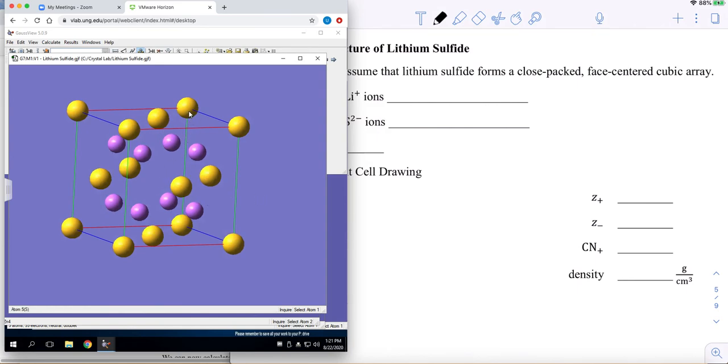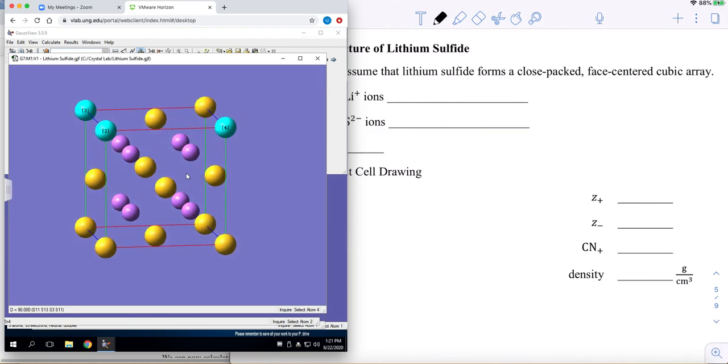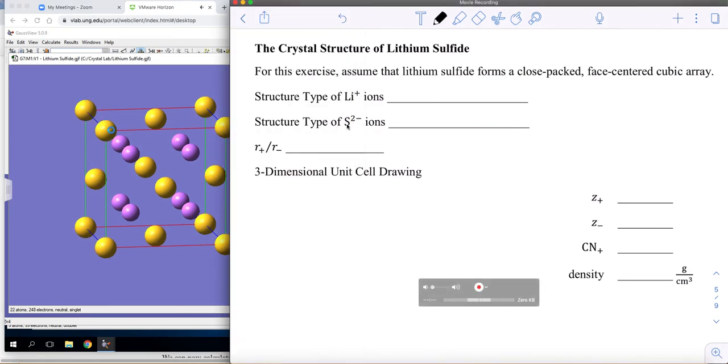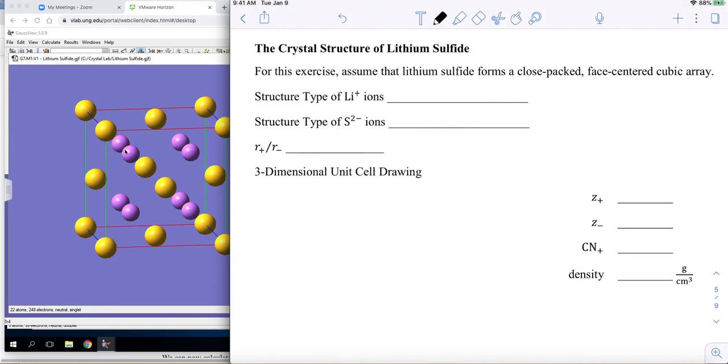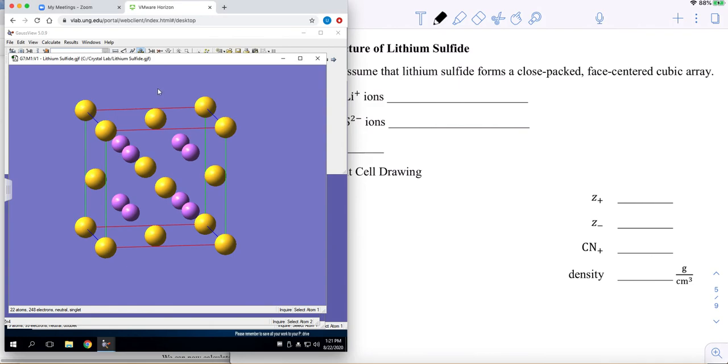In terms of what's what, the yellow bigger spheres that we see on all the corners, and also elsewhere in the structure, those yellow spheres are the sulfurs, so those are our sulfide ions. The lithium ions are the little tiny purple spheres that are more in towards the middle.